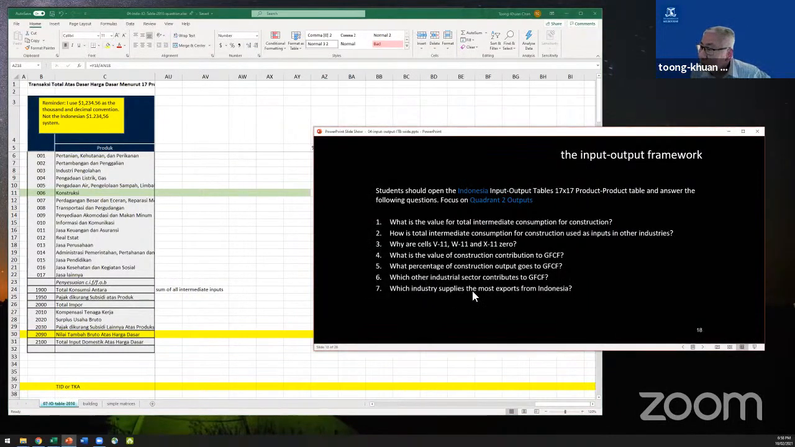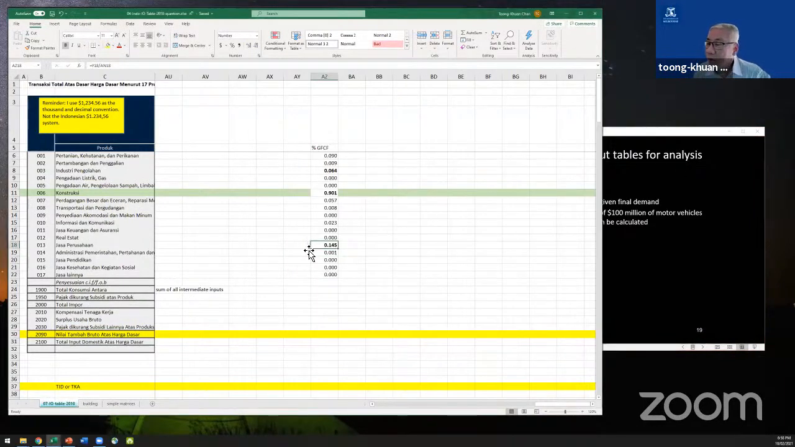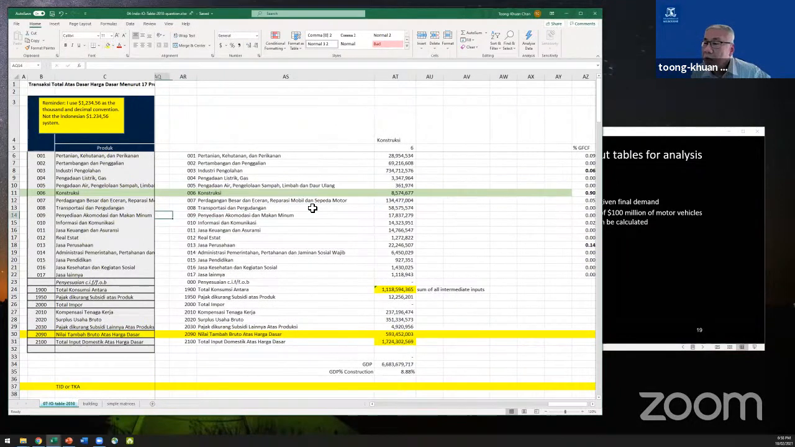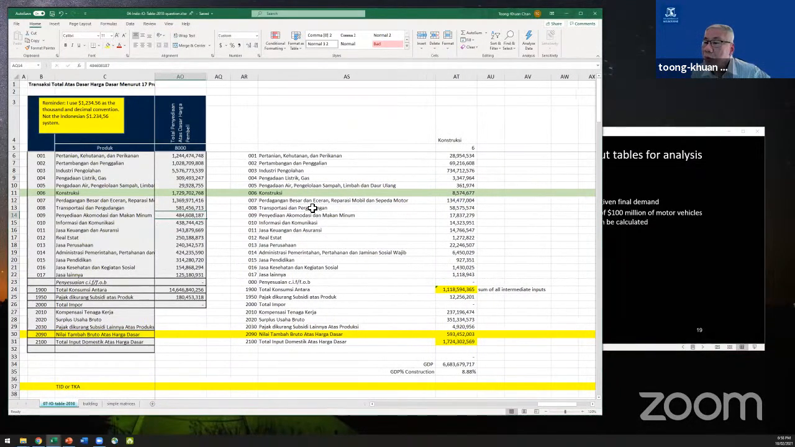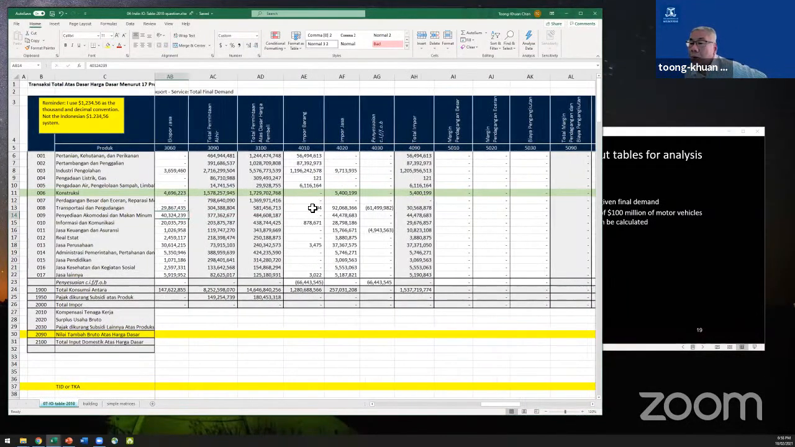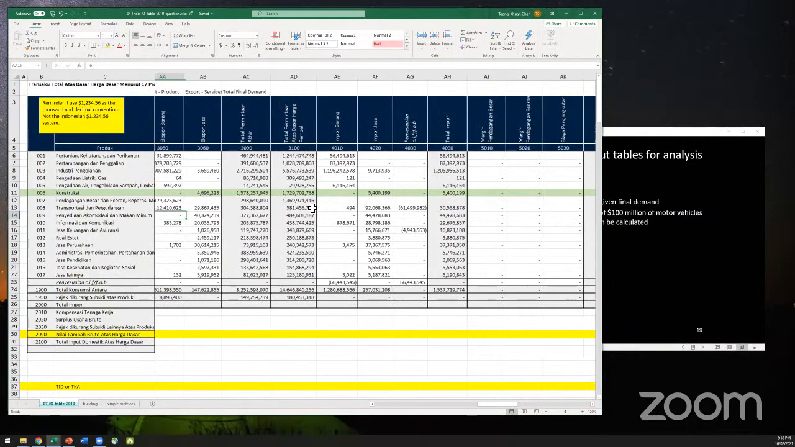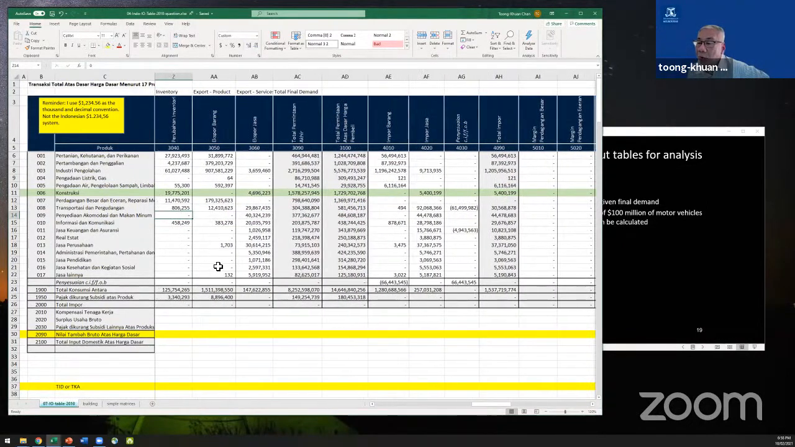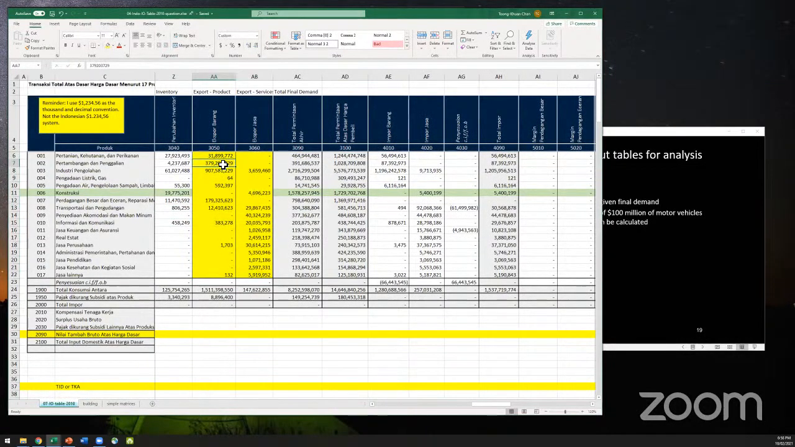What industry supplies the most exports? Okay, so let's quickly look at exports. Which industry supplies most exports? Total export. Mining. Export barang. Okay, there are two. Export barang and export jasa. Export barang is mining. Yes. And then process manufacturing. Yes. Okay, so those are the two largest ones.